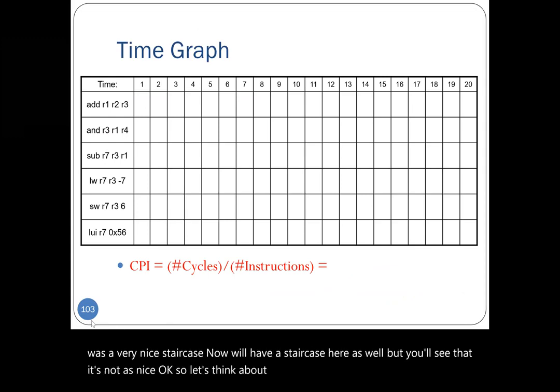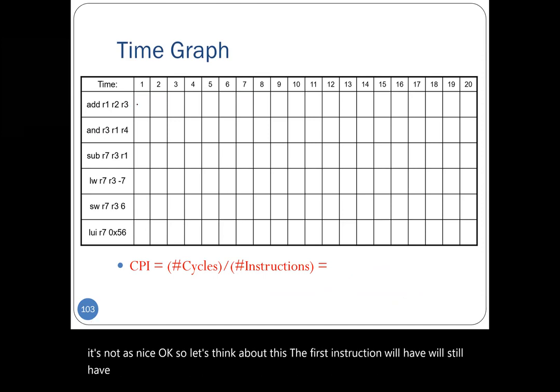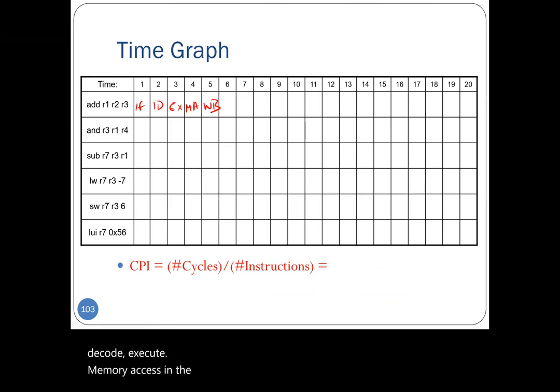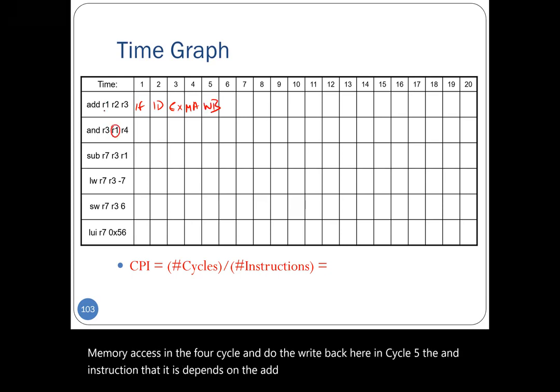The first instruction will still have a smooth sail through the time graph. This add instruction has no preceding instructions, so no dependencies. It will fetch, decode, execute, do the memory access in the 4th cycle, and do the write back here in cycle 5. The AND instruction, you note that it depends on the add instruction, because it reads R1 and add writes into R1. So it will start fetching in cycle 2.